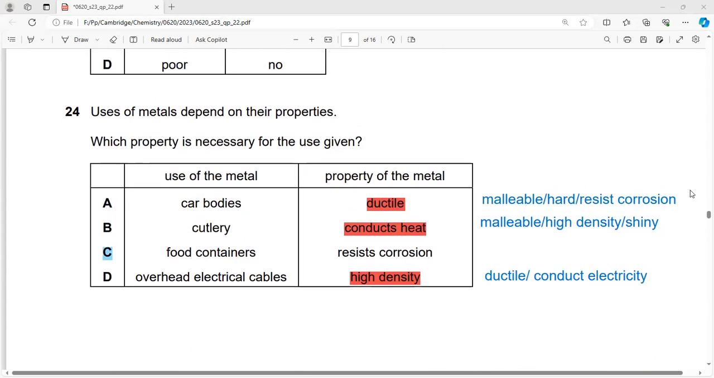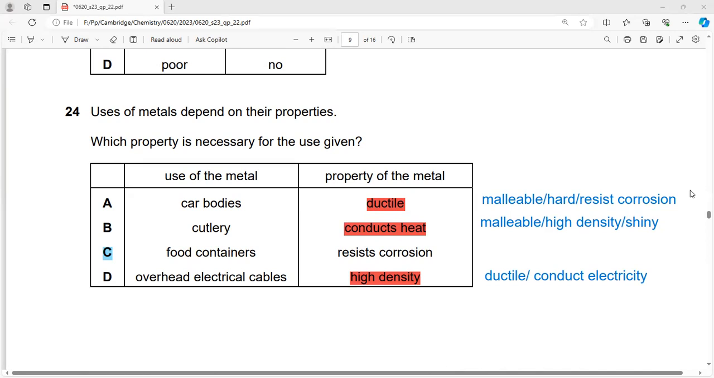Uses of metal depend on their properties. Which property is necessary for the use given here? For example, the use of metal is a car body. If you're using it for the car body, it's supposed to be malleable, meaning converted to a thin sheet, or it's supposed to be hard. It's supposed to be resistant to corrosion.